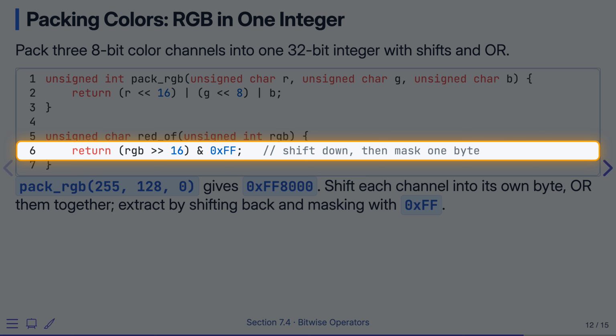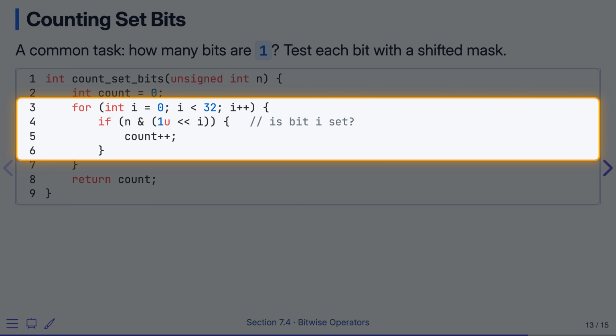Another common task is counting how many bits are set to 1. Count set bits loops over all 32 positions. For each position i, it builds a mask, 1U shifted left by i, which has only bit i set. It ANDs that mask with n, and if the result is non-zero, bit i was set, so it increments the count. For the value hex A, which is 1010 repeating, exactly half the bits are set, so the answer is 16.